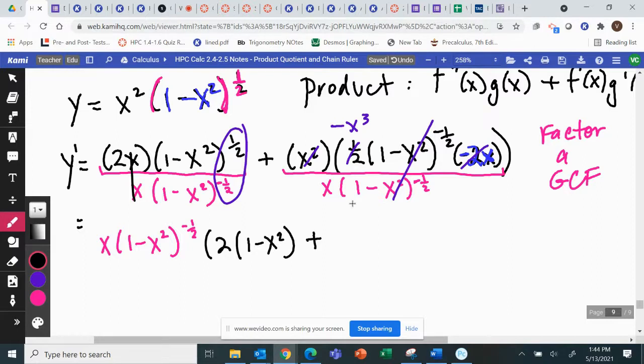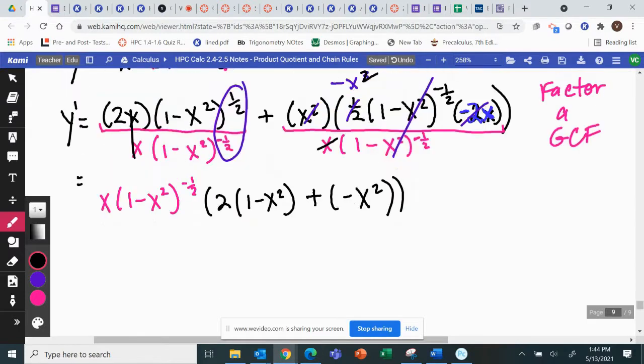Plus, in my second one, I'm taking out an x, so I have 2 of those. I'll have negative x squared, just negative x squared, right? Because everything else is gone. Am I right? I made it messy. Okay, so I factored that out. I have that in front.